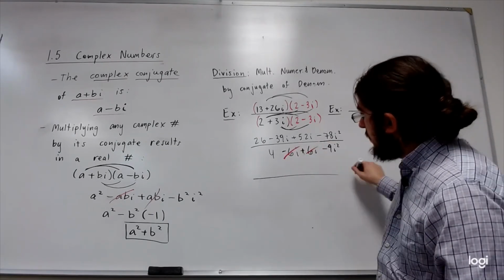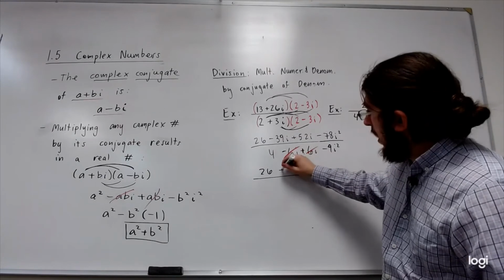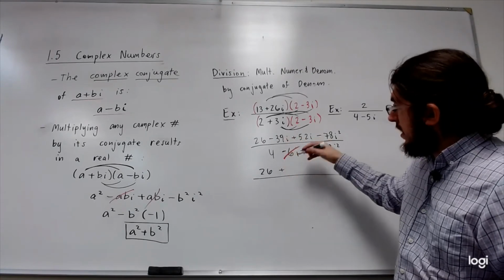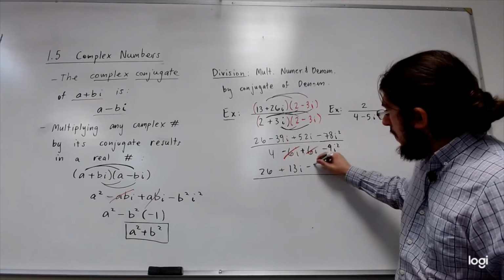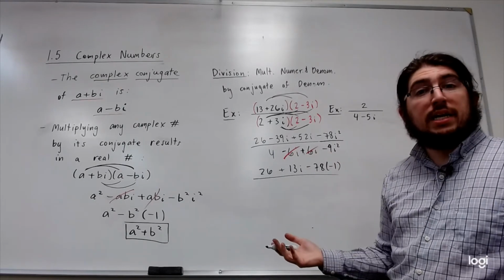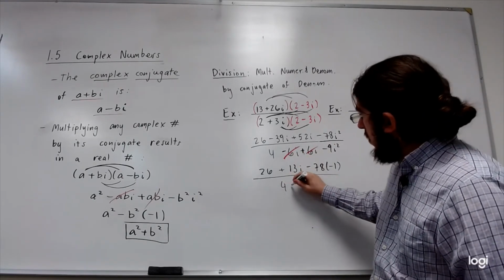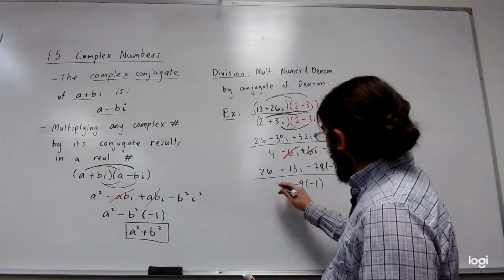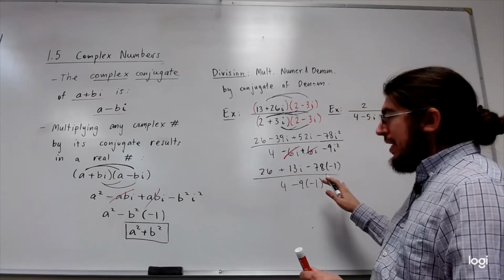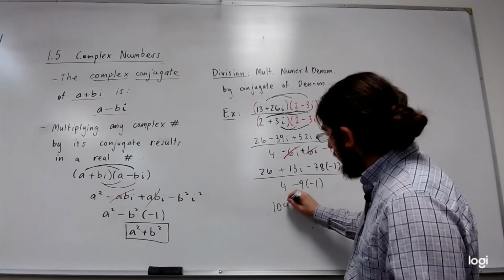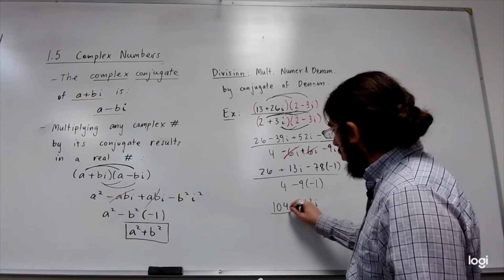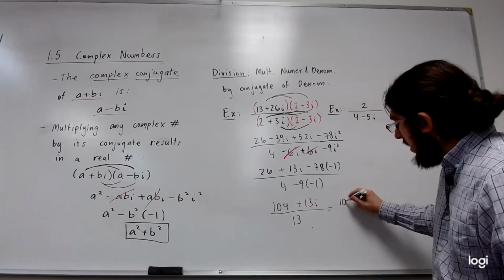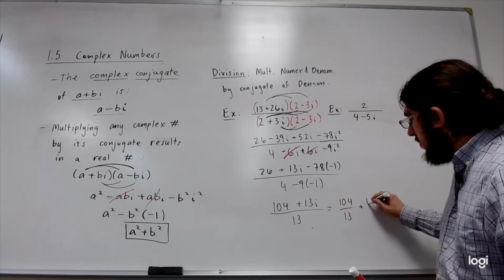Up on top, we get 26 plus, let's see, 52 minus 39 is, what is that, 13? Add 3, you get 40, yeah, it's 13i. And then minus 78 times negative 1, because i squared is negative 1, of course. The bottom will be 4 minus 9 times negative 1, because again, i squared is negative 1. Great. So up on top, we get 26 plus 78, which is 104, plus 13i, all over 4 plus 9, which is 13. And yes, if you split this up, you indeed get 104 over 13 plus 13 over 13i.